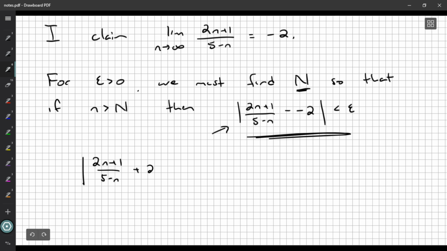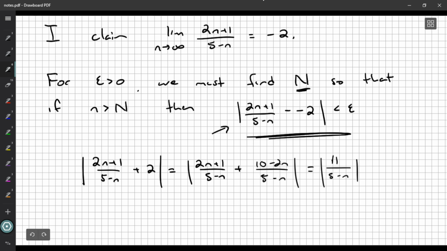The minus minus we can simplify to a plus. I suppose we could get a common denominator here. Let's see, plus 2 times (5 − n), so that's going to be 10 − 2n over 5 − n. But now we can combine them. The 2n's will cancel out. We'll have 1 plus 10, so 11 over 5 − n.